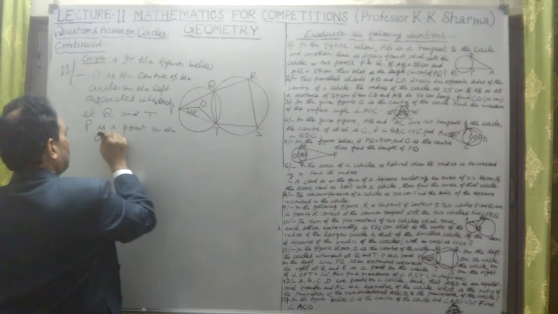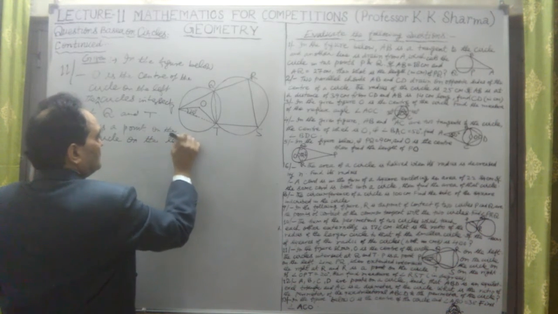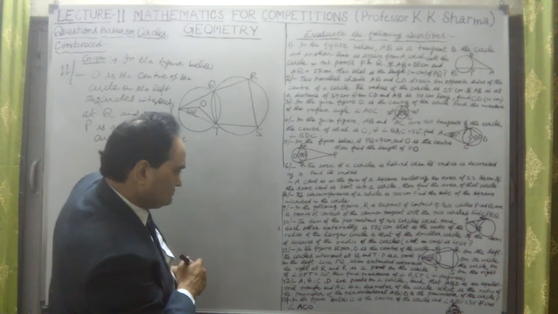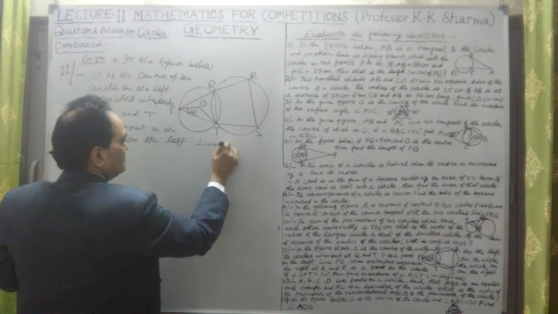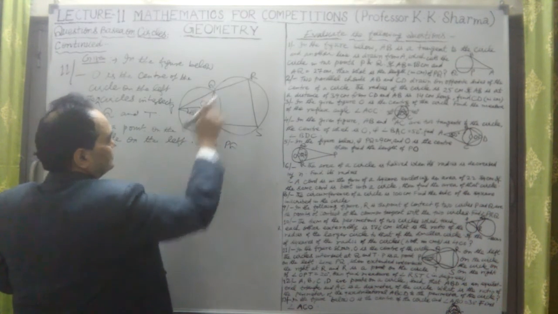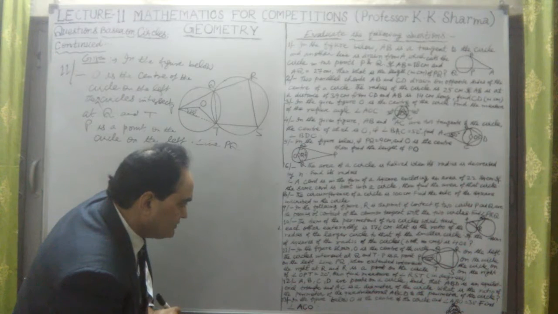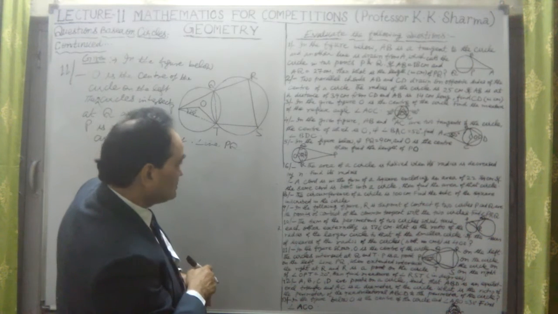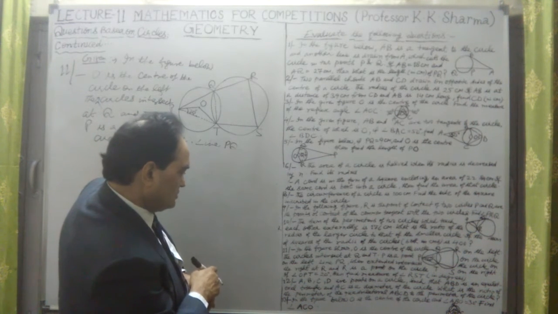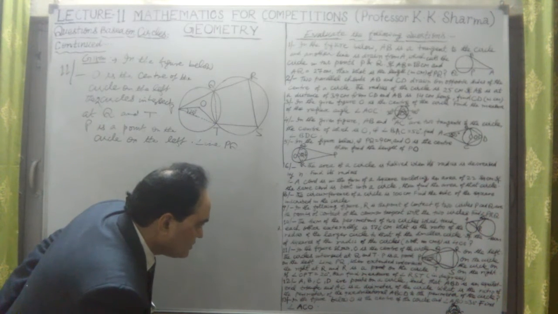P is a point on the circle on the left. Then line PQ is extended here. Line PQ when extended intersects the circle on the right at point R.